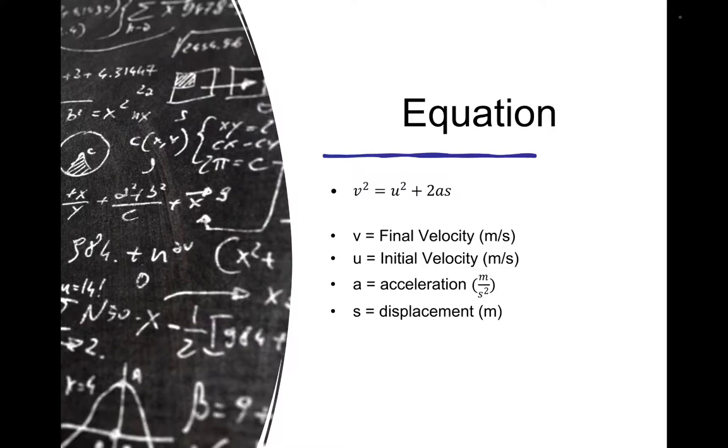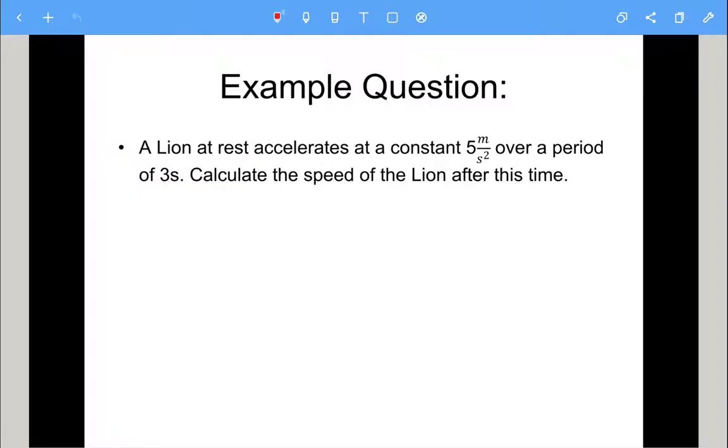First of all, let's do a quick recap of the original velocity and acceleration equation which we were given. So here we go. If you can remember this equation without any help, please pause and have a go. If not, it's v equals u plus at. So if you want to have a go at this one first before we move on with the new one.